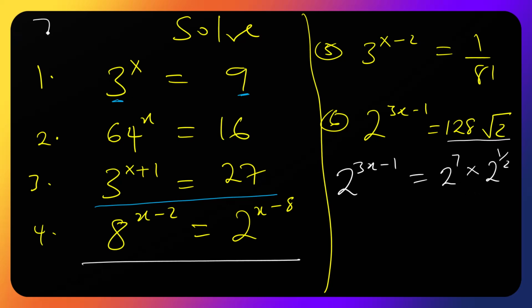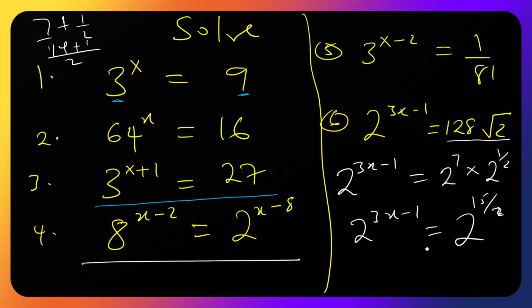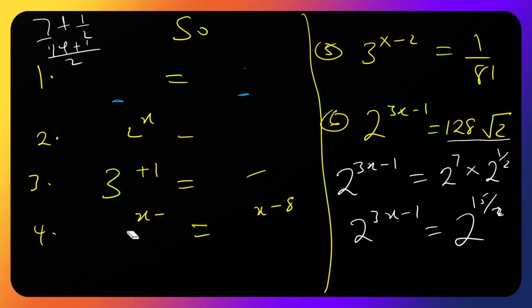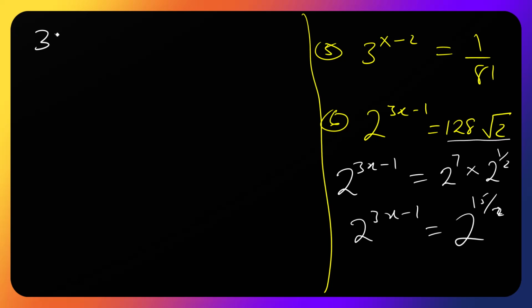So 7 plus half. LCM is 2. 2 times 7 is 14, plus 1, so 15 on 2. So we have 2 to the power of 3x minus 1 equals 2 raised to 15 on 2. So we can equate the powers. So I have 3x minus 1 equals 15 on 2.